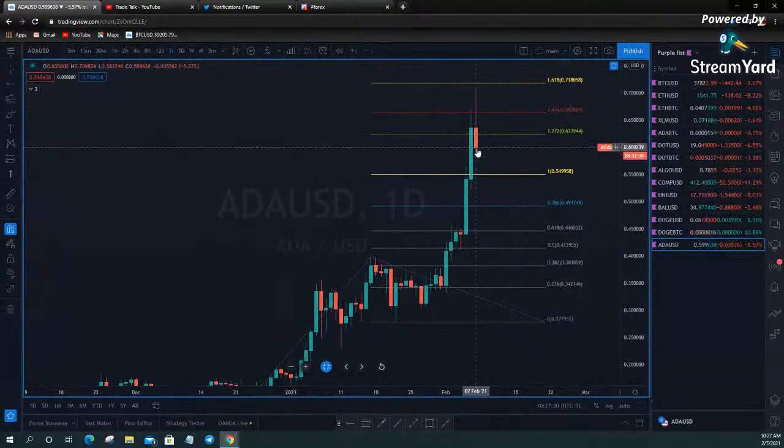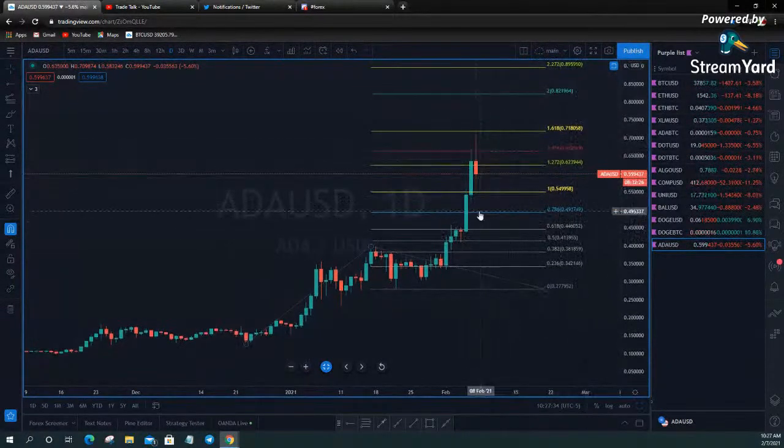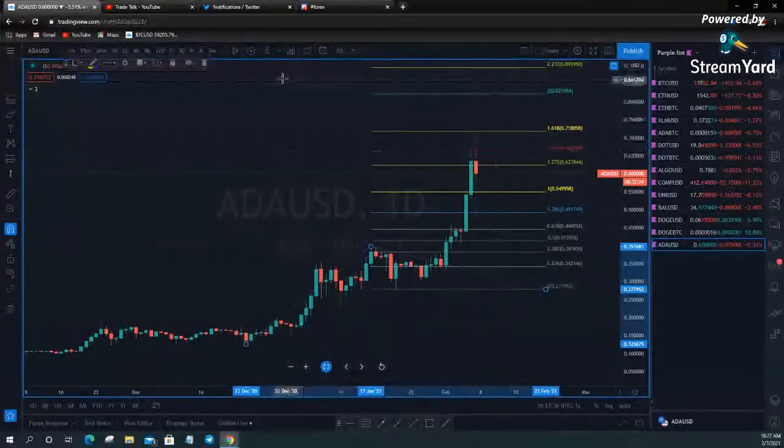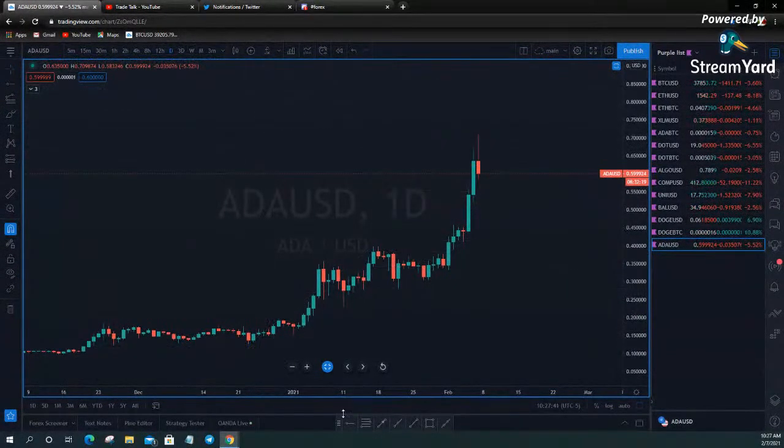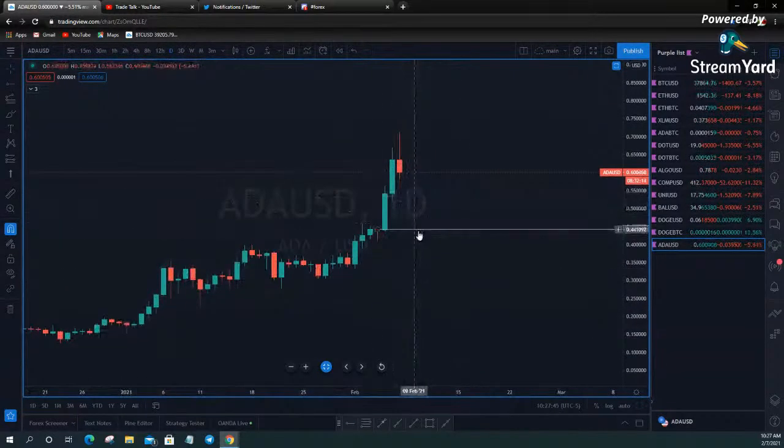I mean, if you want to buy here, go ahead. I wouldn't. There's no way I'd buy that. But what I will buy is a test of this area down here. If I get a test all the way down to here, I would look at that as an area to look for support, test, and hold.